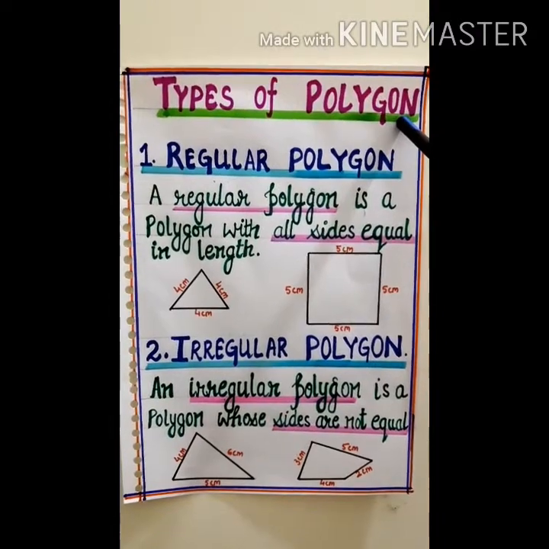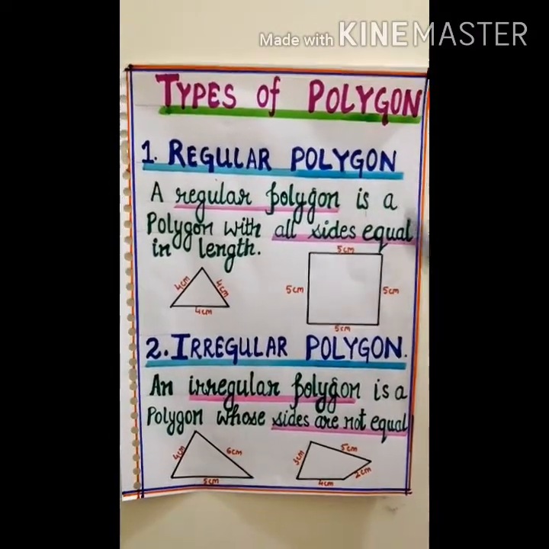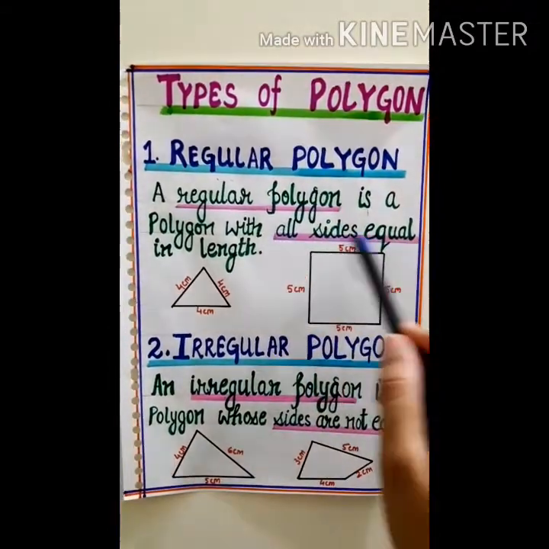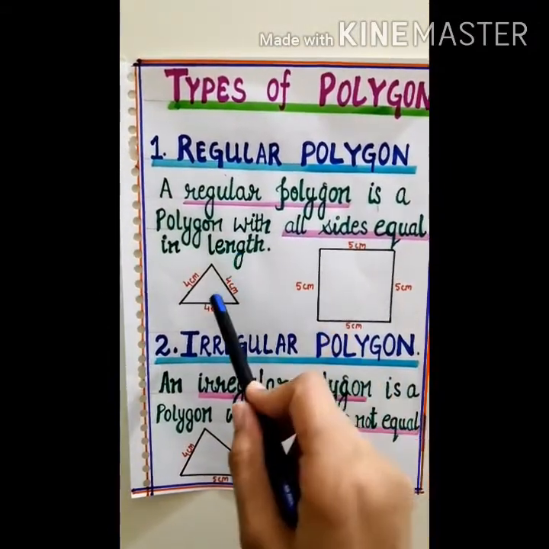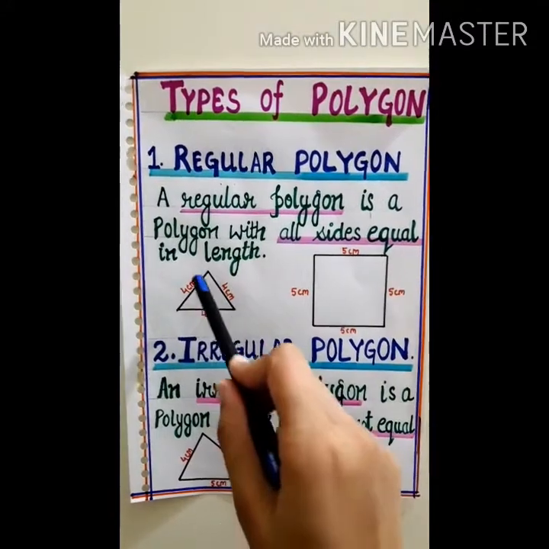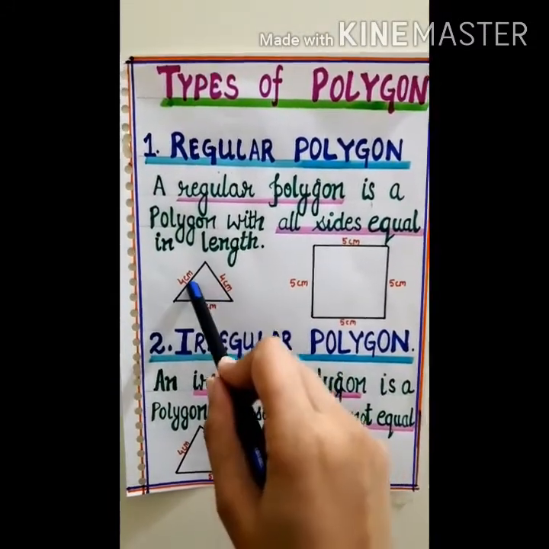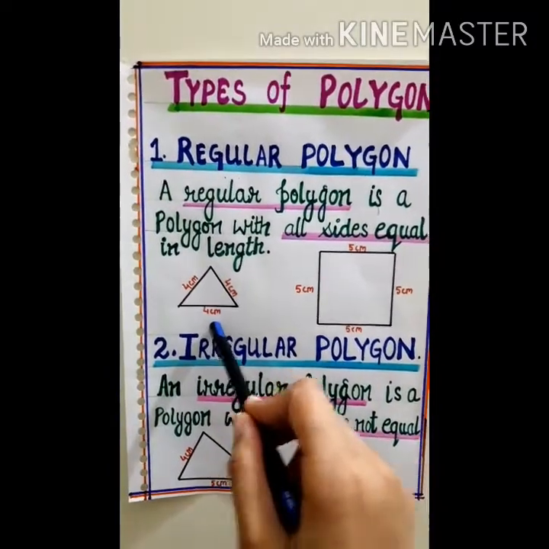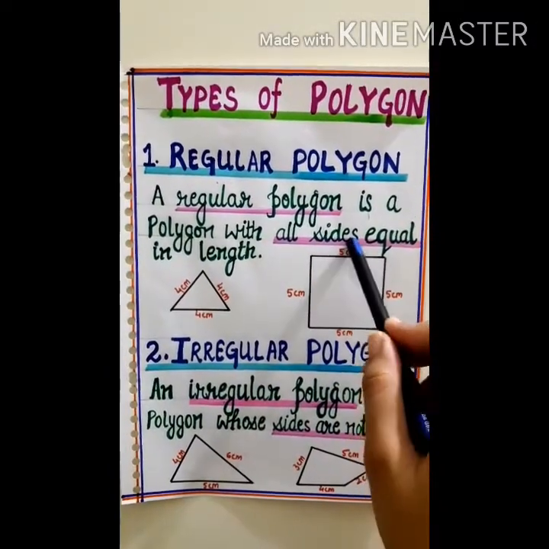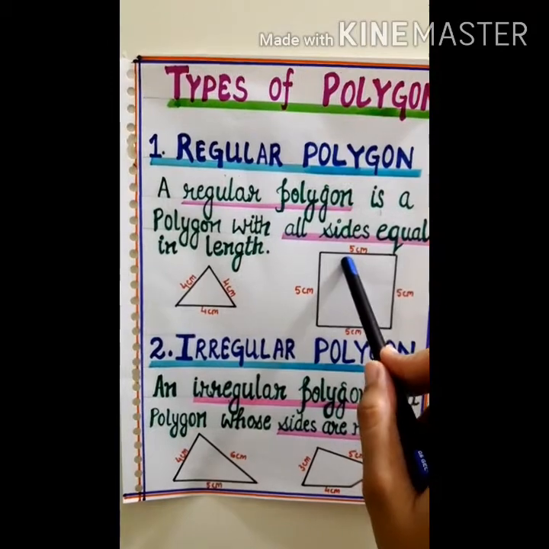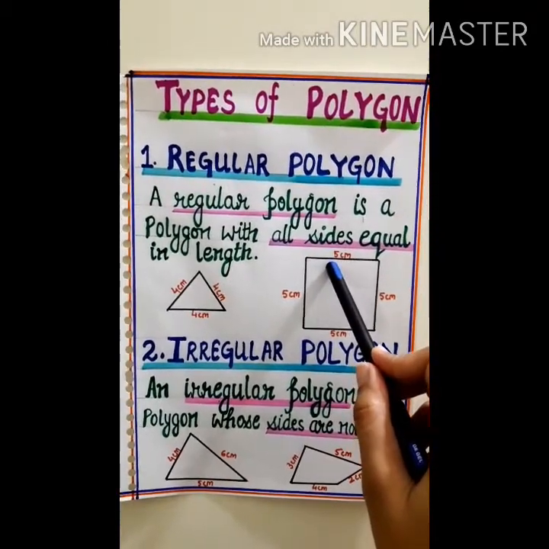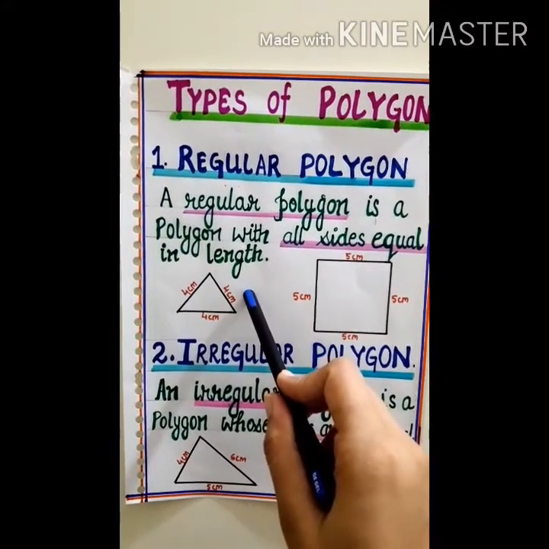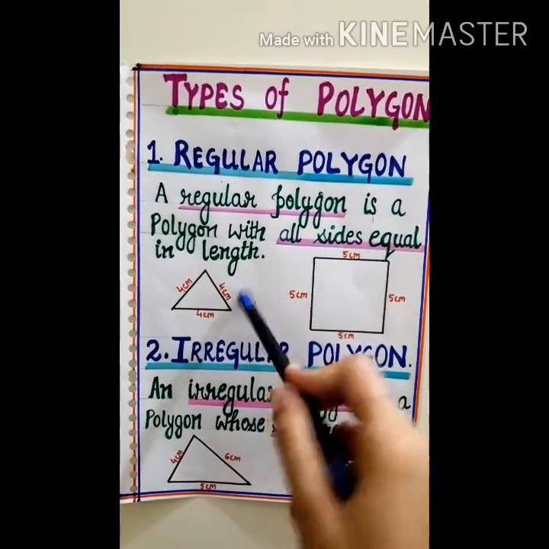Now let's talk about types of polygons. We have 2 types of polygons: regular polygon and irregular polygon. A regular polygon is a polygon where all the sides are equal in length. Here you can see that this figure is made by 3 line segments and the length is 4 cm for all the 3 line segments. This figure is made by 4 line segments and the length of the line segment is 5 for all the 4 sides. So these types of polygons are called regular polygons.